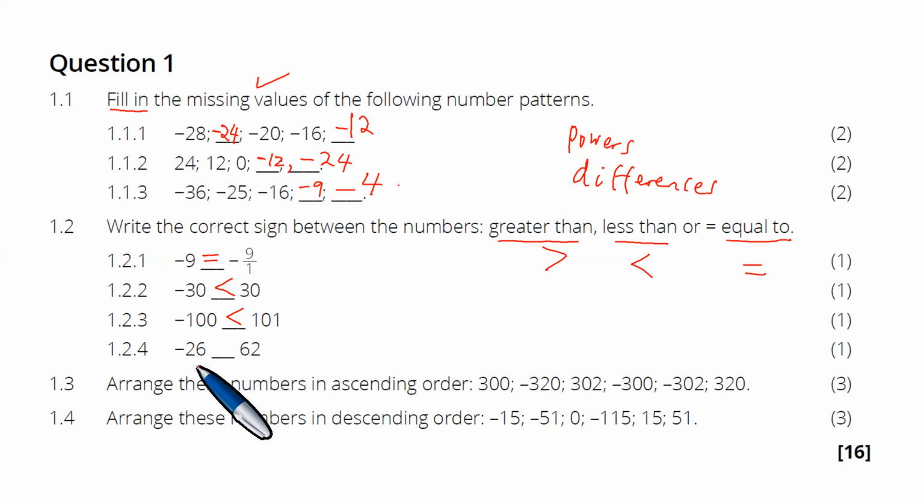In 1.2.4, you have minus 26 and 62. So in 1.2.4, you have the less than sign because the negative number is less than the positive number. Okay, so we're good. Right, we continue.